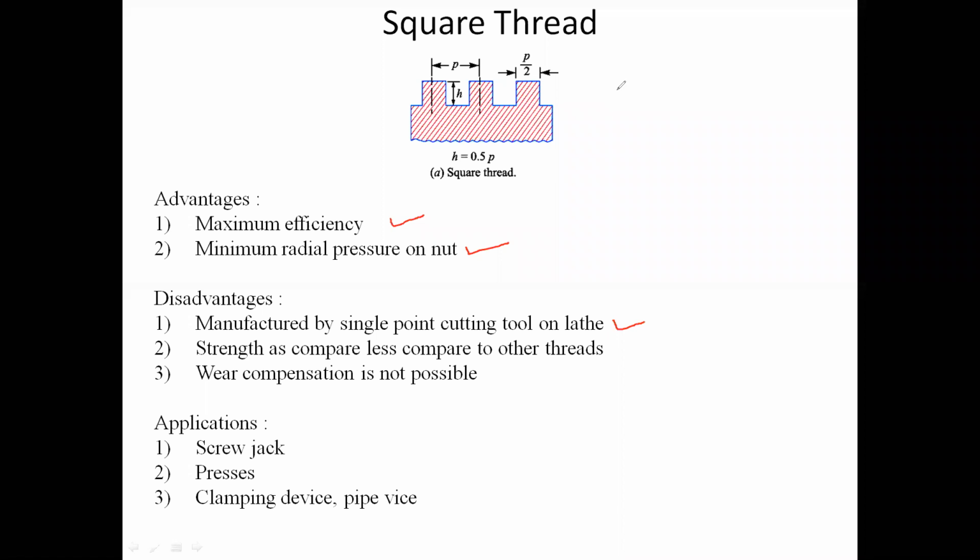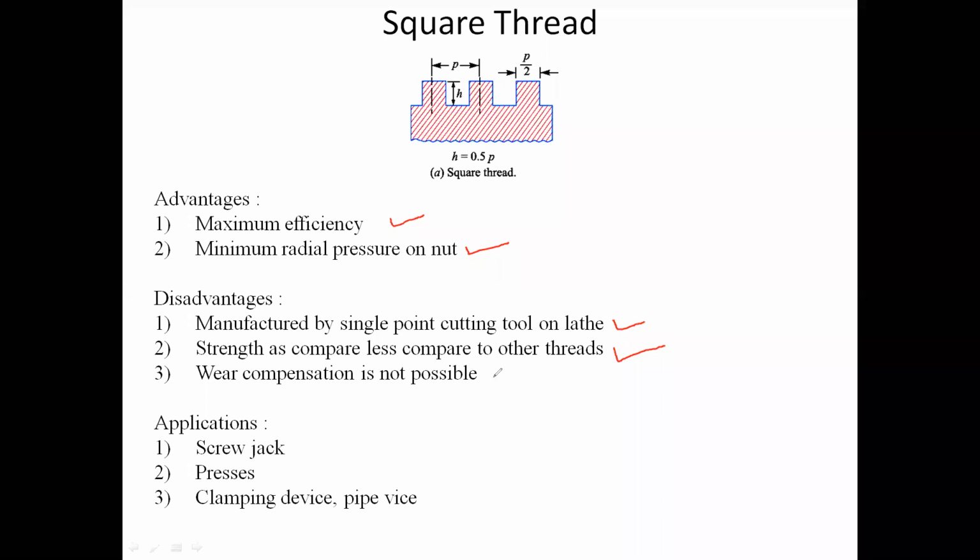So if it has straight teeth, that means the strength of the thread is less compared to other threads. If the base of a particular thread is broader, then obviously the strength will increase. So we can compare this square thread with other threads, and we say that comparatively the strength of this square teeth profile is less.